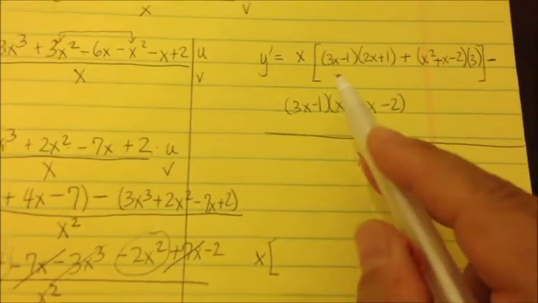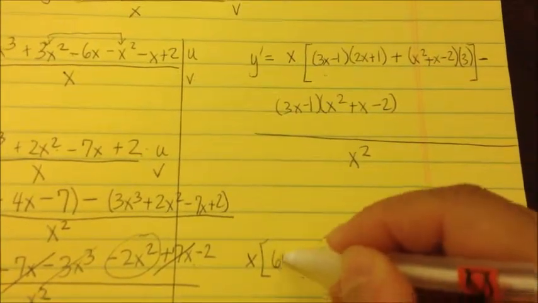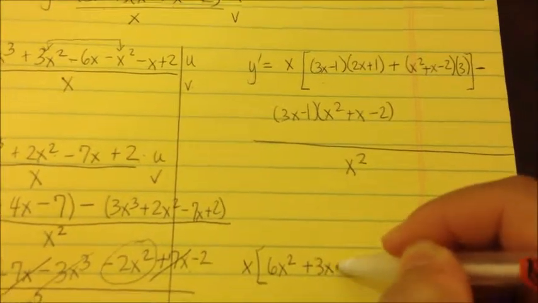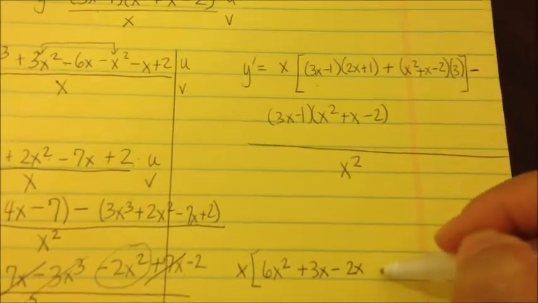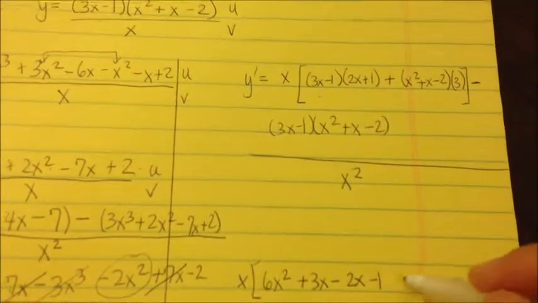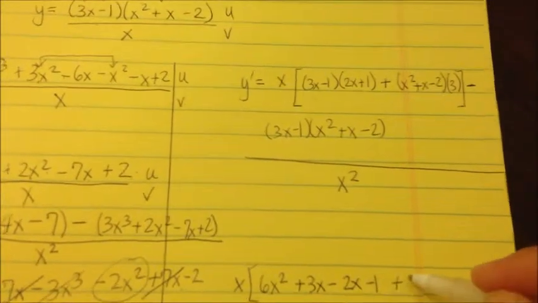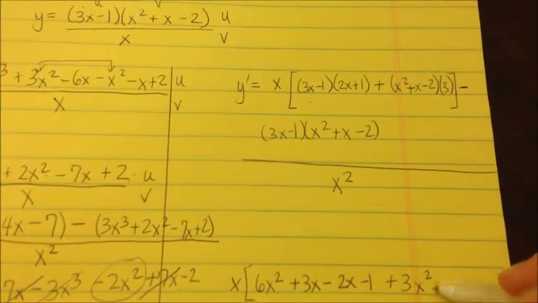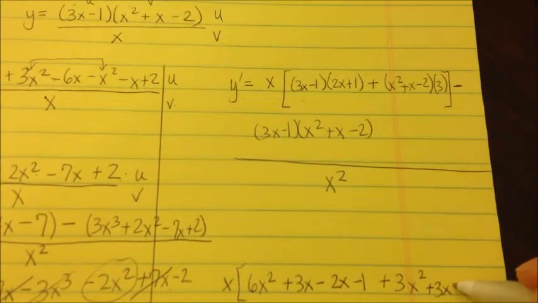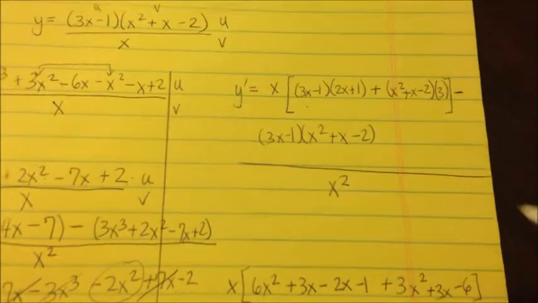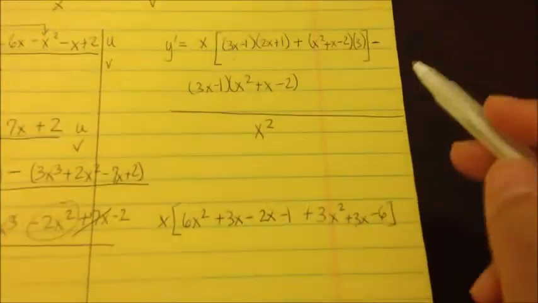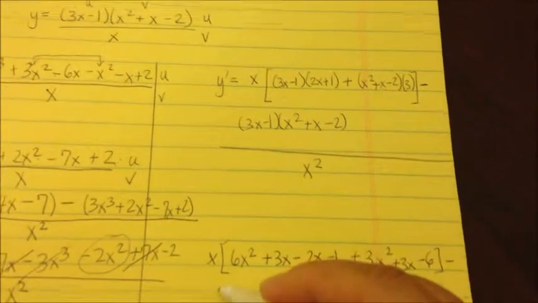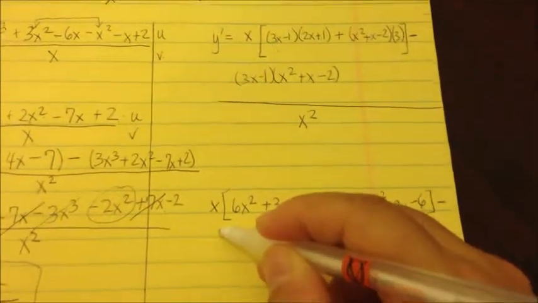So 3x squared times 2x gives us 6x squared, right? And then plus 3x minus 2x minus 1. And then the next part is plus 3x squared plus 3x minus 6, right? That's all on the top part right there. And then I still have that minus, and then we're going to distribute that next part.